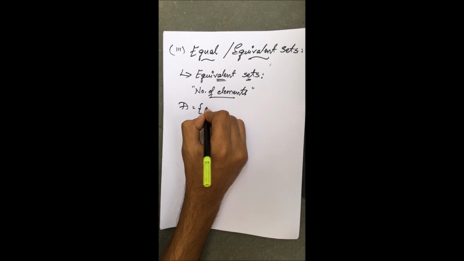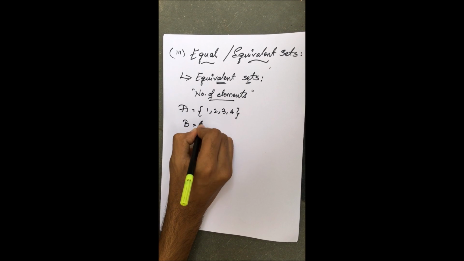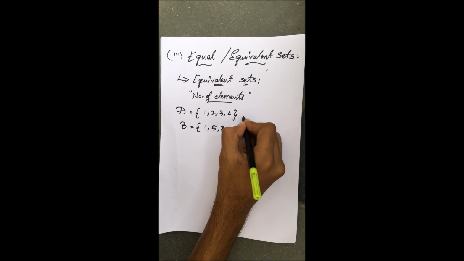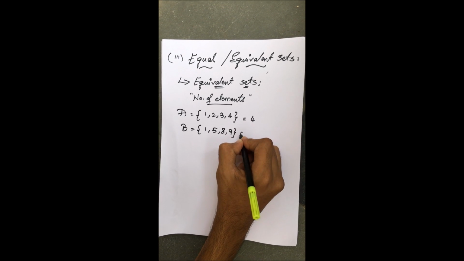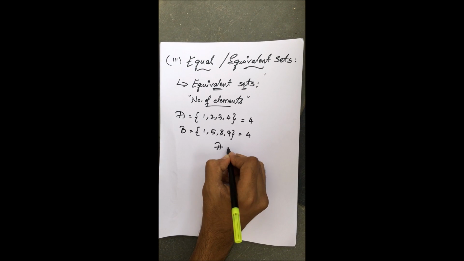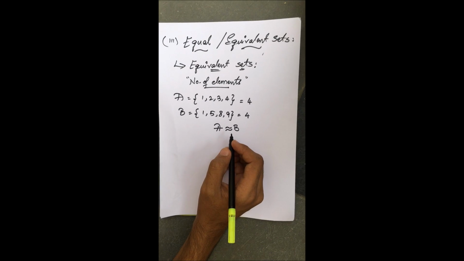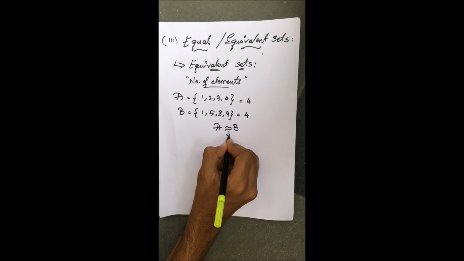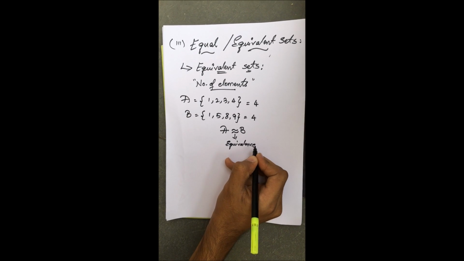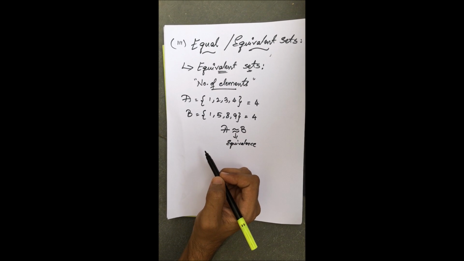Set A with the elements 1, 2, 3, 4, and a set B with the elements 1, 5, 8, and 9. We see that the number of elements in set A is 4 and the number of elements in set B is also 4. So we can denote it as set A is equivalent to set B, and this is the symbol for equivalence. Whenever the number of elements of both the sets are not equal, the equivalence does not apply here.